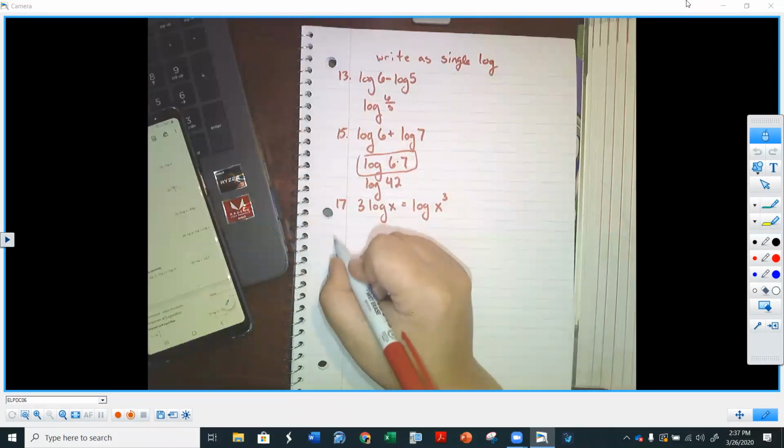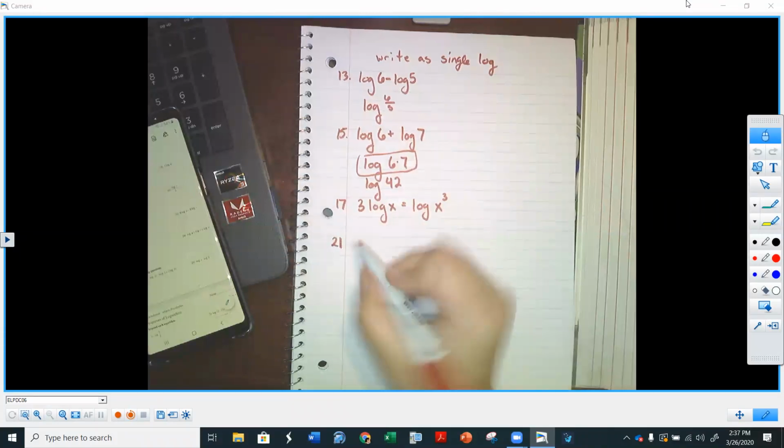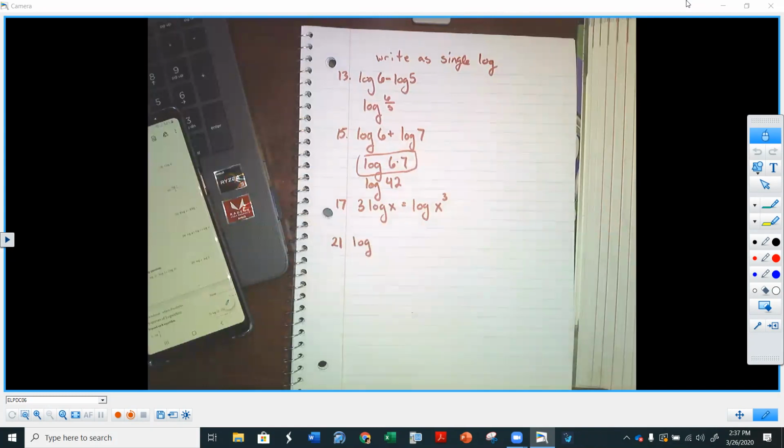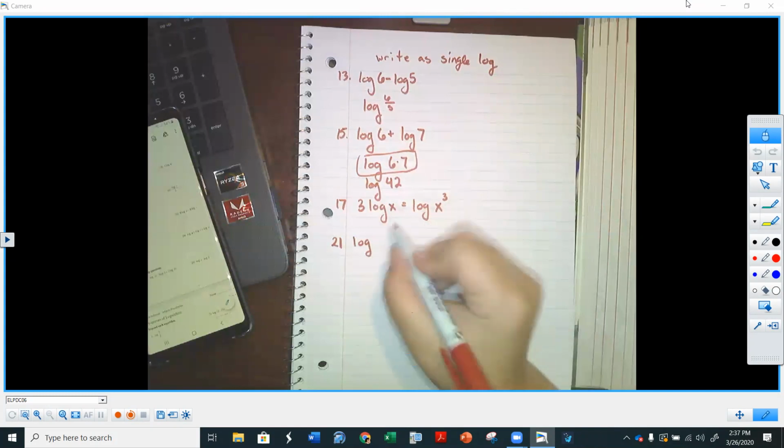Okay, the next one I'm looking at is 21. I will go ahead and post this worksheet, and it has the answers on the back side of it in case you wanted to look at them.